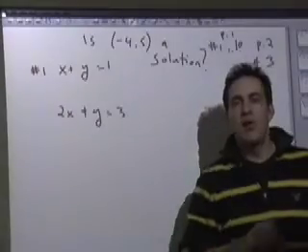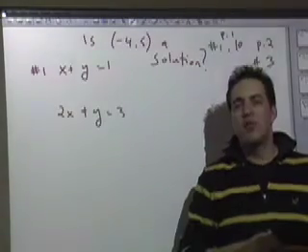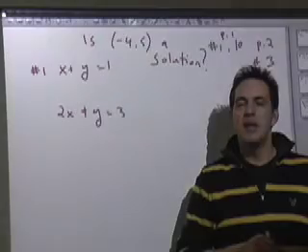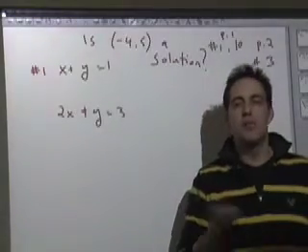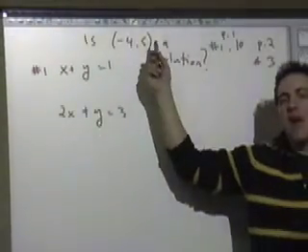Good afternoon. Right now we're going to go over three different types of questions. One is through graphing. We're going to solve systems of equations by substitution, and we're going to solve systems of equations by the addition or elimination method. It's called both interchangeably. So the first one here, they're asking is negative 4, 5 a solution?